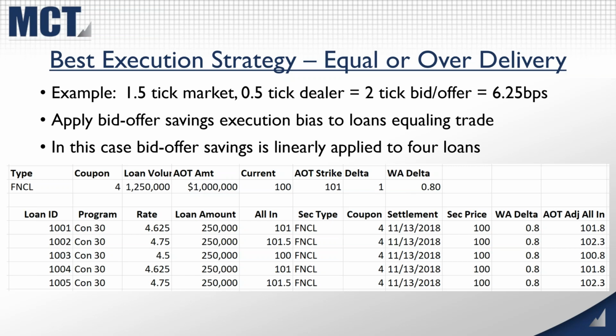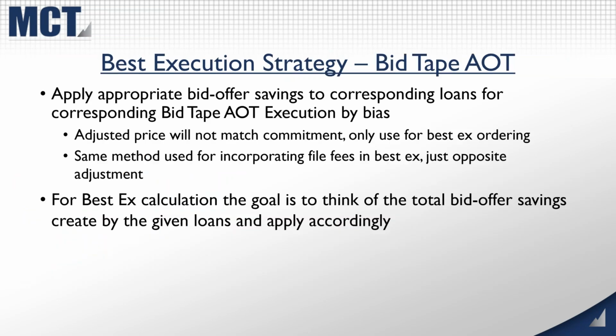That 6.25 basis points, to be clear for everybody on the call, has nothing to do with your loans. This is purely from a trade standpoint. It's the fact that you are able to assign that trade to the investor that enables you to achieve those 6.25 basis points. However, we have to put that in the best X. It's the same with file fees, right?